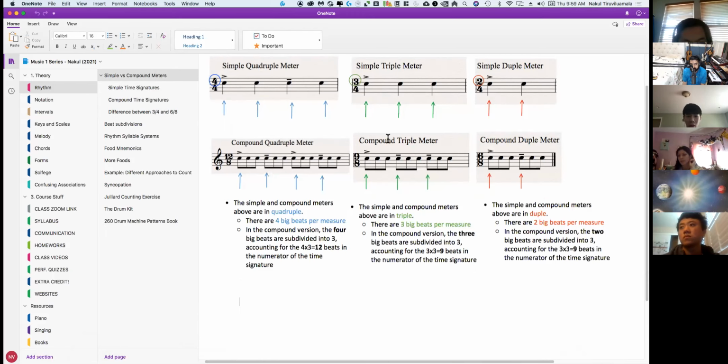If you can understand that, it gets to the heart of why we have these compound versus simple meters in the first place. So that's kind of a knowledge checkpoint. Just to start from the beginning, these simple meters are expressed in ways where the beats are shown by the numerator in the time signature.